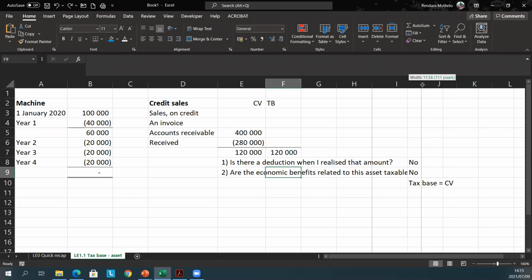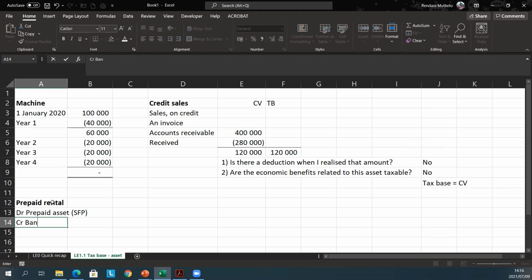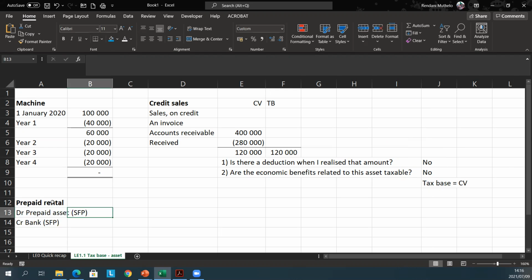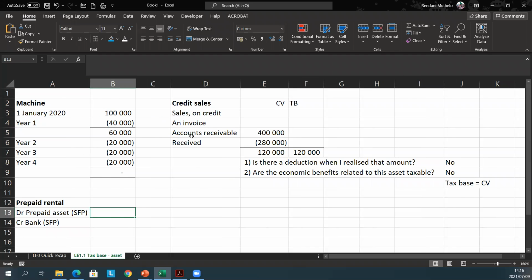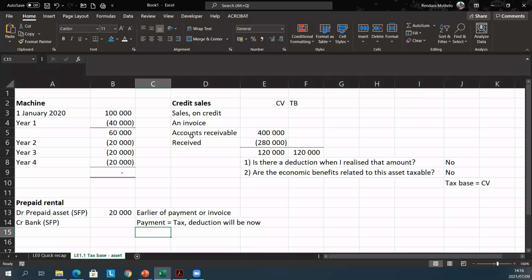Okay. So now, if we then go to the last one, it is a prepaid rental. So prepaid rental, what do we have from an accounting perspective? We will be thinking that there is a prepaid asset and a credit to what? A credit to bank. So now the question is, with this prepaid asset, what will be its tax base? We know that it's 20,000, but SARS will ask, have I taxed it or have I allowed it as a deduction? We know that SARS allows a deduction on the earlier of payment or what? Or invoice. Has there been a payment? Yes. So that means the deduction will be now. They will have given you the deduction now.